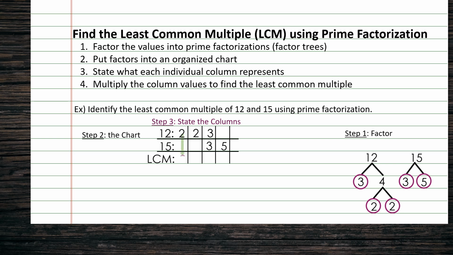The first column represents 2's. The second column represents 2's. The third column represents 3's. The last column represents 5's. Now, that's all we had to do for step 3 was to state what each column represented. We're ready for the fourth final step, which is to multiply these column values. In other words, what is 2 times 2 times 3 times 5? Well, that is 60, which means the least common multiple of 12 and 15 is 60.